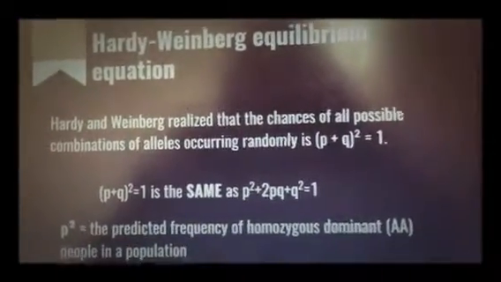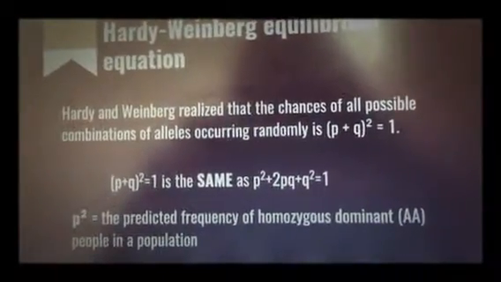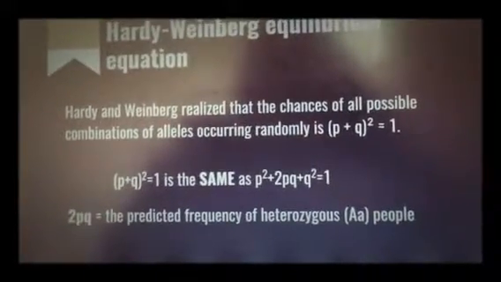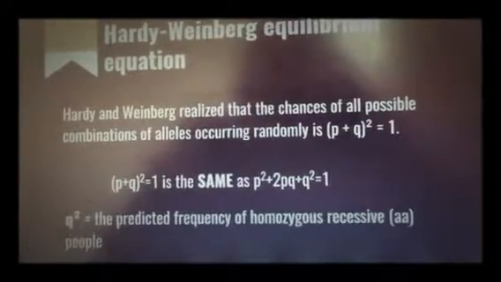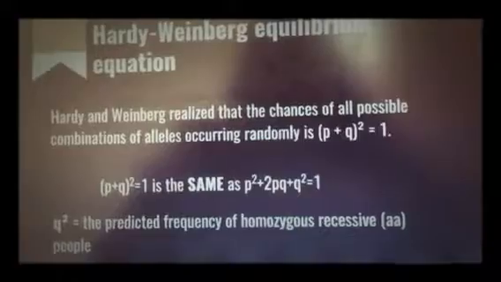P squared is the predicted frequency of homozygous dominant people in a population. 2pq is the predicted frequency of the heterozygous people. And finally, q squared is the predicted frequency of homozygous recessive people.